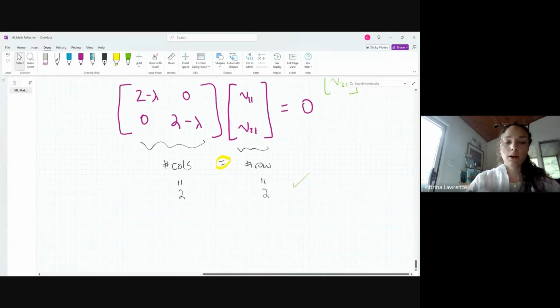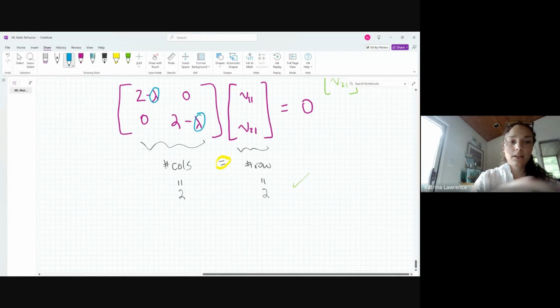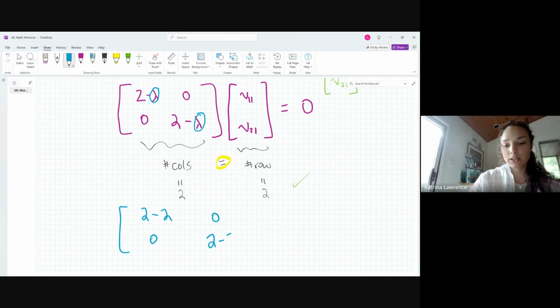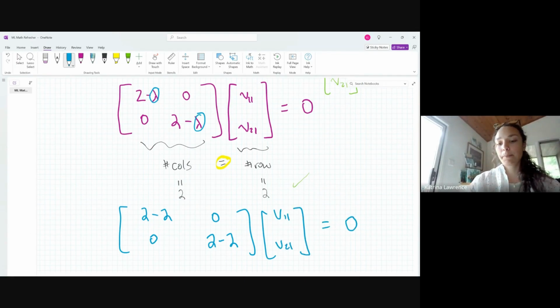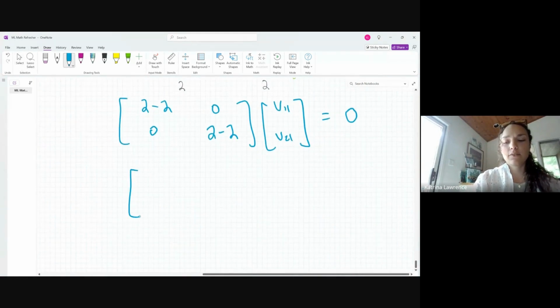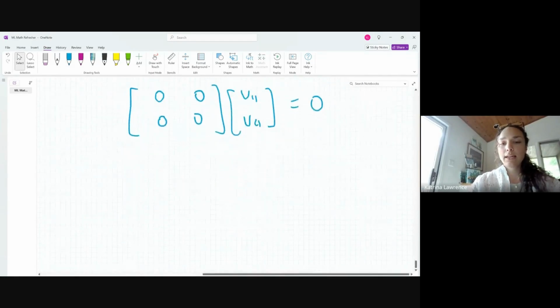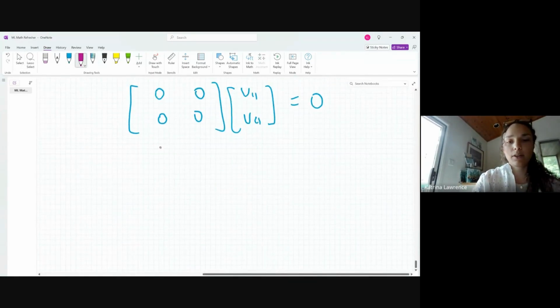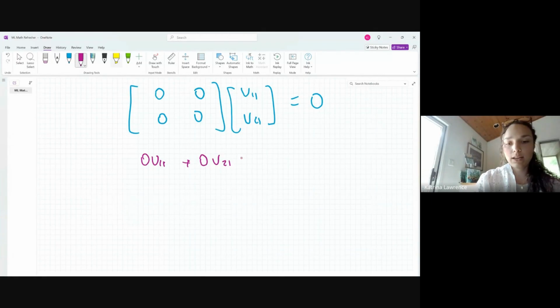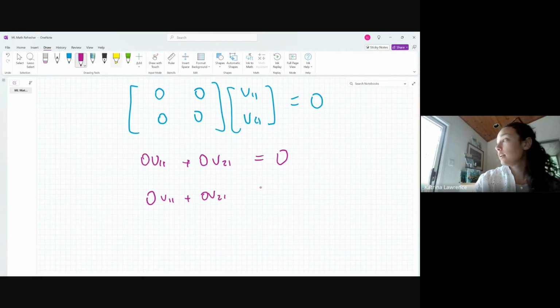Before we go forward, let's fill in our value for lambda. Here we have 2 minus 2, 0, 0, and 2 minus 2, multiplied by v11, v21, and that is set to 0. This ends up being a very interesting case for us. We now have a matrix of all zeros multiplied by v11, v21 equals 0. If we go ahead and perform our matrix multiplication, what do we end up with? 0 v11 plus 0 v21 equals 0, and then 0 v11 plus 0 v21 equals 0.